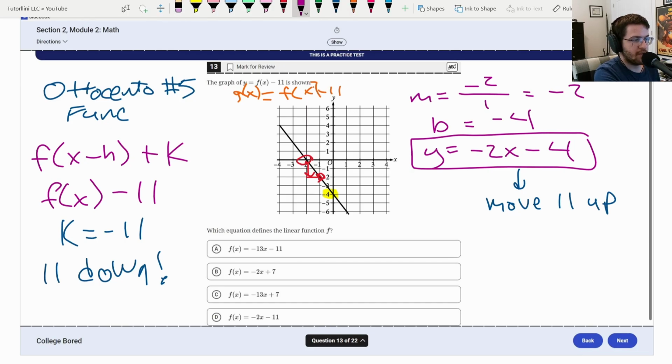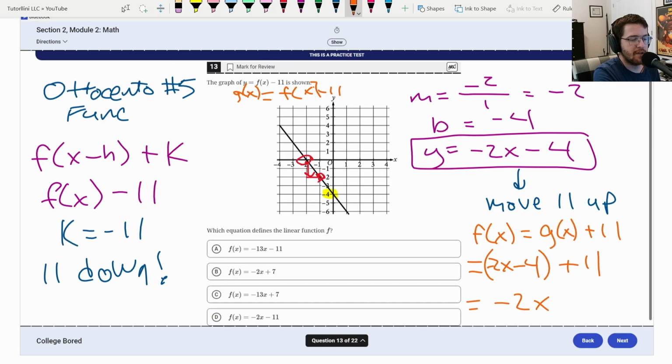You could also see this doing algebra, right? So f of x is equal to g of x plus 11. So we're going to do -2x minus 4, that big mess, plus 11. And that gives us -2x. -4 plus 11 is plus 7. And that should be answer choice B.